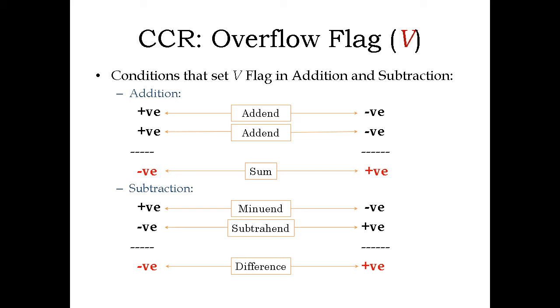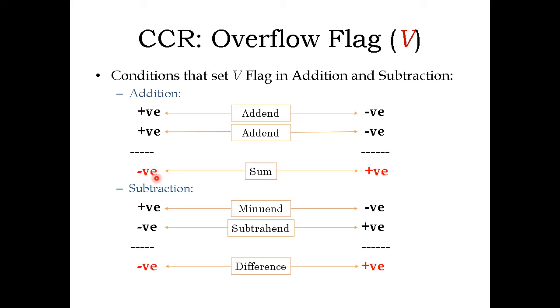Now here are the conditions. If both numbers here are positive, and you are doing an addition, but you got a negative sum. You see what I'm saying? You are adding two positive numbers, but your result is negative.